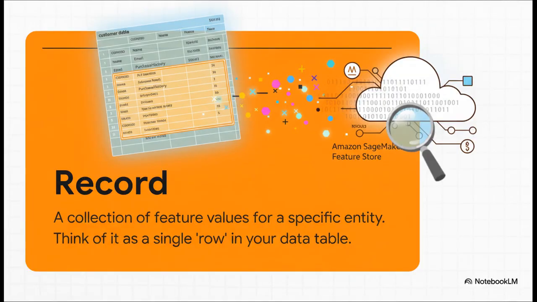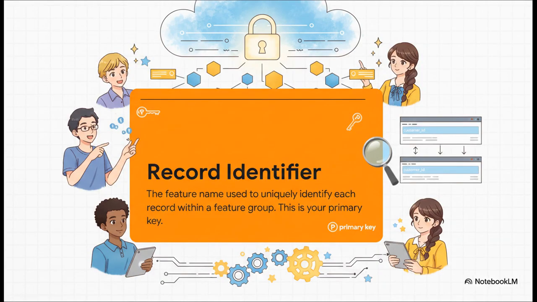So inside a feature group, you have records. And a record is super simple. It's just all the feature values for one specific thing. So in our customer group, a record is just one row, all the data for one single customer. So how do you find one specific record? Well, that's the record identifier. It's nothing more than the unique ID for that record. Think of it just like a primary key in a database, like a customer ID or a product ID.